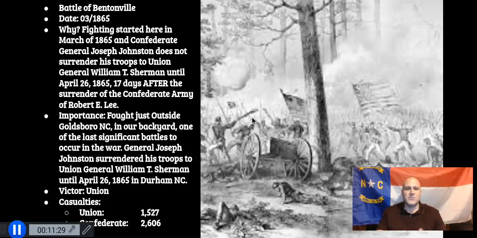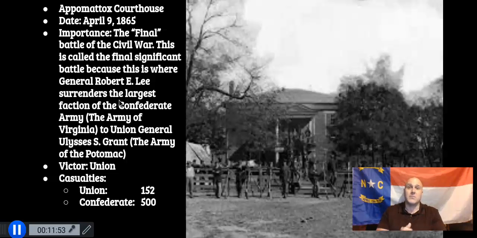They only have 1,500 casualties. The Confederates have 2,600. It's important because it really happens in our backyard. But really, it's this army of Joseph Johnston, this Confederate army. They actually surrender 17 days after the surrender of Robert E. Lee. So technically, the Sherman-Johnston skirmishes and battles happen after what we would call the final battle of the Civil War, which is right here, Appomattox Courthouse.